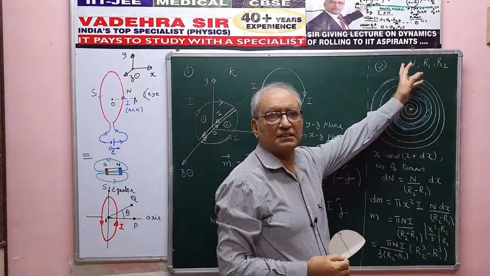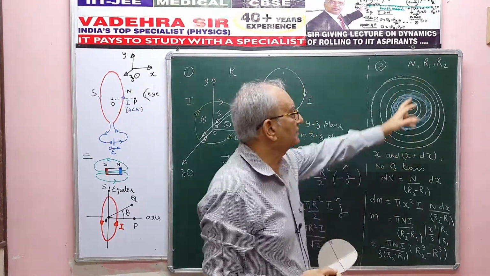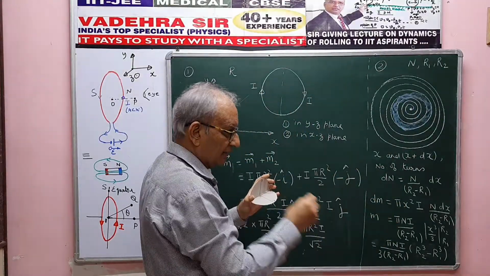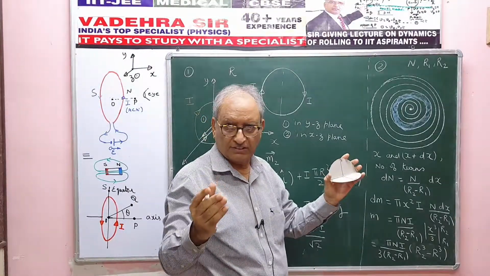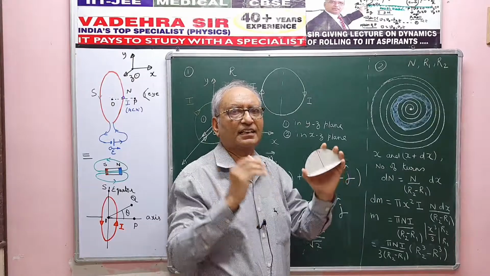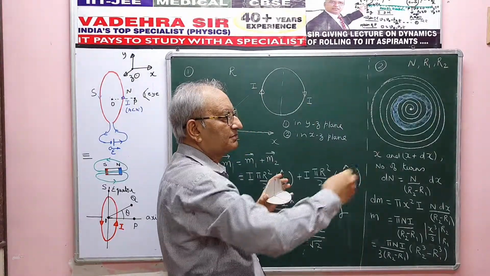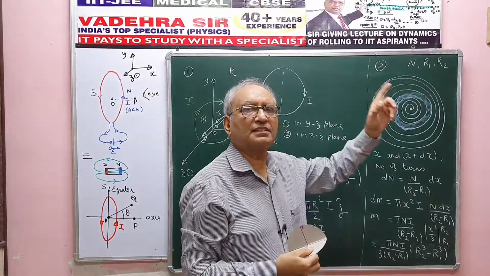Total number of turns is n. The inner radius is r1, and then it goes on increasing. All these are insulated turns, they don't touch each other, and the current in each turn is I. The current in each turn is I. Okay? So you follow the system? Right.